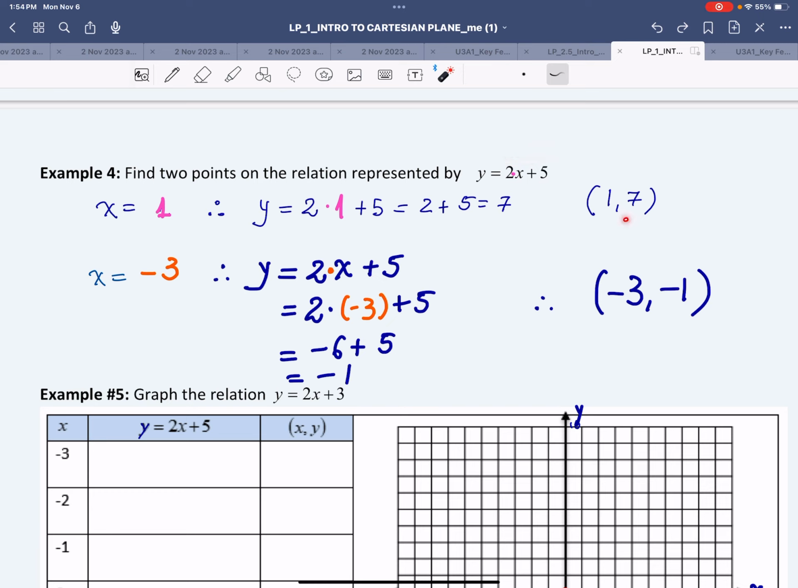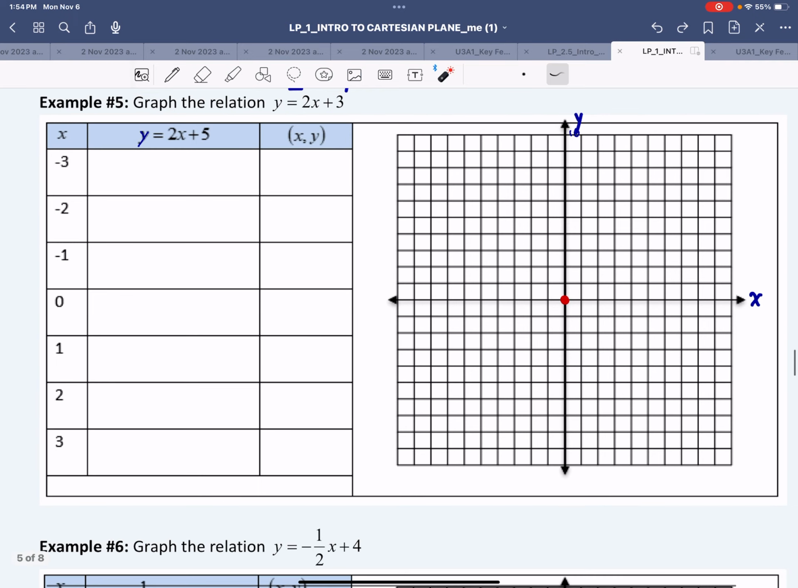As you can see, we connect the points, the coordinates of a point, with the equation when they describe the same relation. So in the next example, we'll connect the relation represented by an equation with a relation represented by a table of values and a relation represented by a graph.